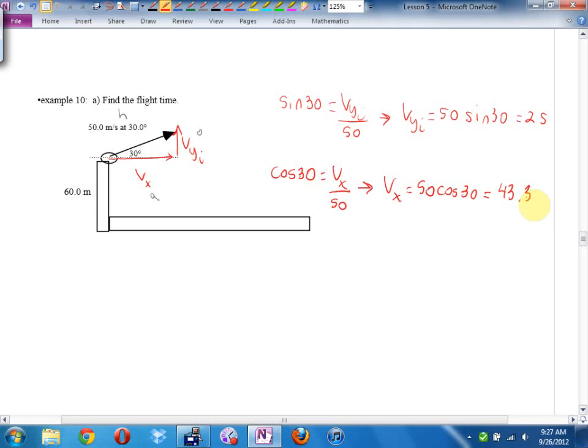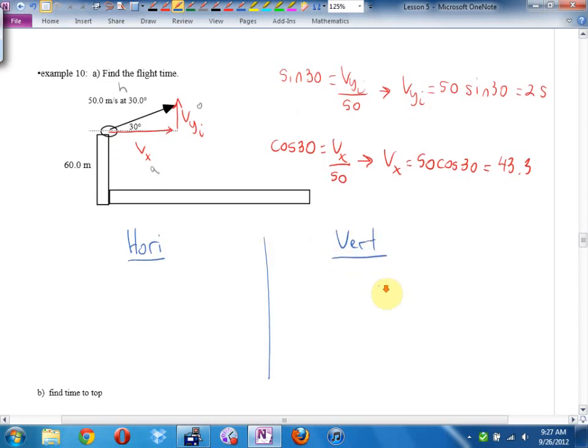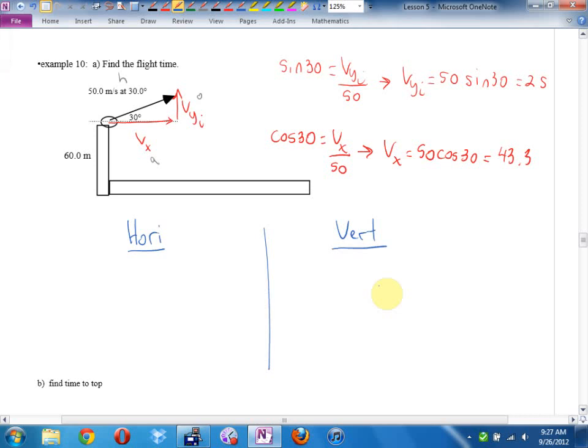I do that first. Now I'm going to plan my attack. Draw a line down the middle of my page. Horizontal and vertical. Right away I know horizontal acceleration is nothing, and I know vertical acceleration is negative 9.8, unless I'm not on this planet. I know two more things from what we just did in red above. I know Vy initial is 25 even, and I know Vx is 43.3. This is not enough. I know one more thing. From the diagram, dy is negative 60.